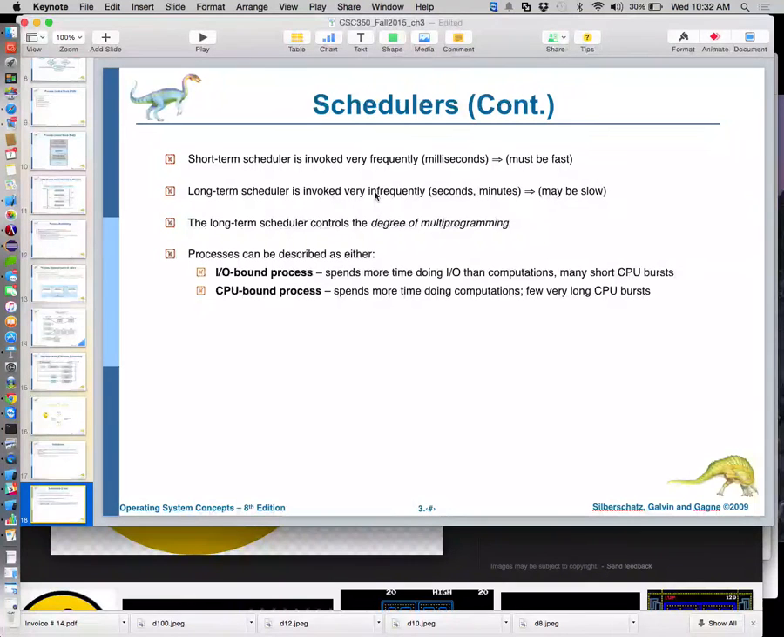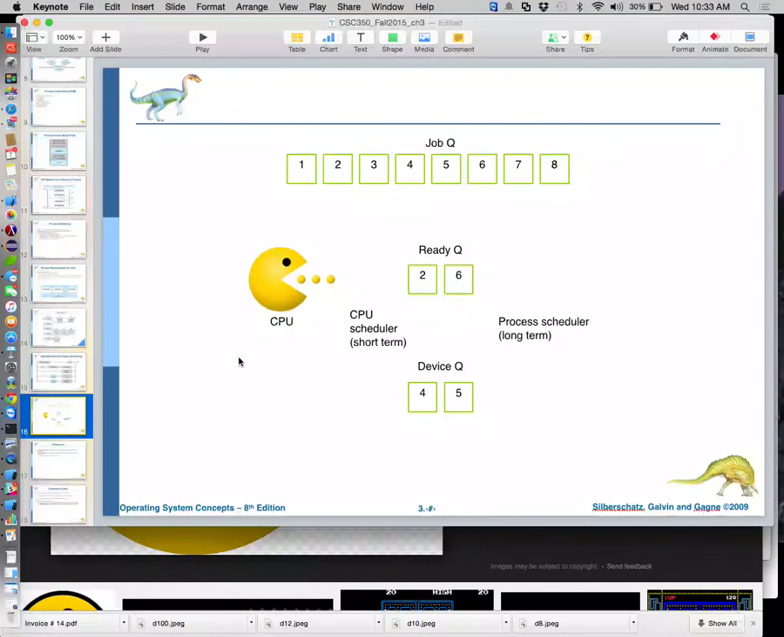The long-term scheduler is invoked very infrequently, seconds or minutes. This guy is less demanding because he's moving things from the generic job queue into our ready queue. And all he has to do is make sure this line stays filled up. He might do some ordering changes, or this guy might do it as well, but when he adds somebody to this line, he might add him to the back, the front, or the middle. So this guy is ultimately in charge of getting people into this line, and this guy is in charge of feeding Pacman from what's in this line.